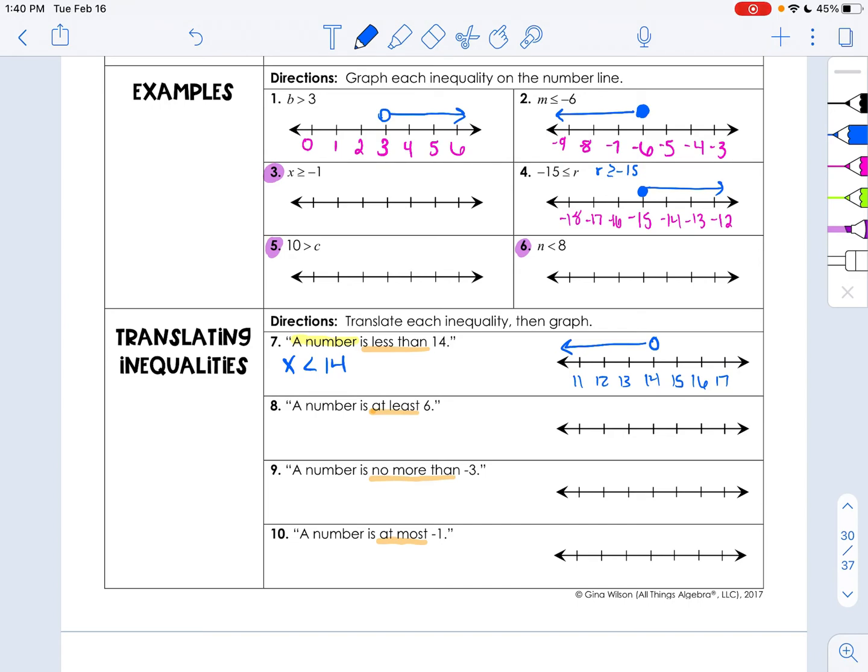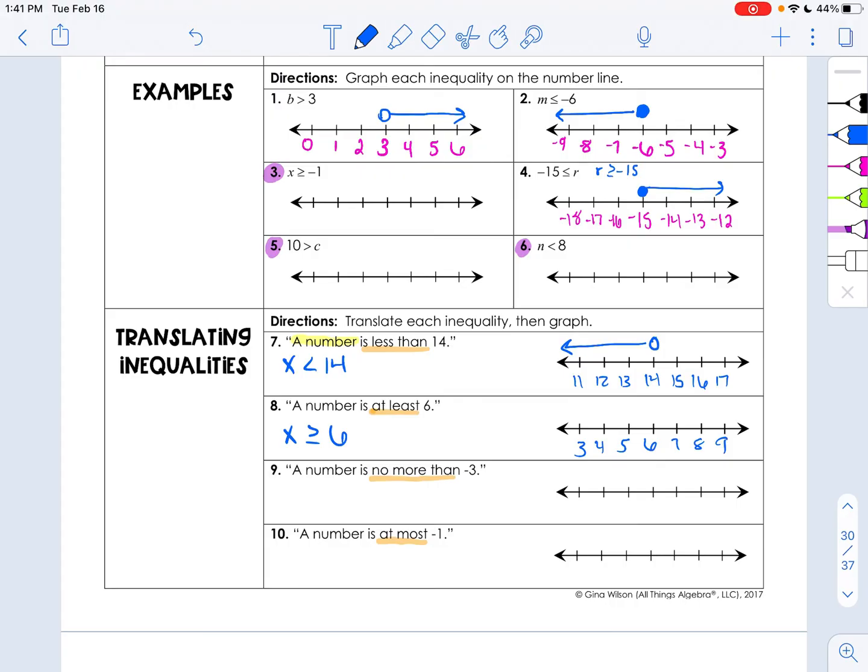Number 8, a number is at least 6. So again, a number is translated as a variable, so x is at least. At least means it can be that number or greater. So that's greater than or equal to 6. So then we need 6 in the middle of our number line, and then we fill in the rest, 7, 8, 9, 5, 4, 3.